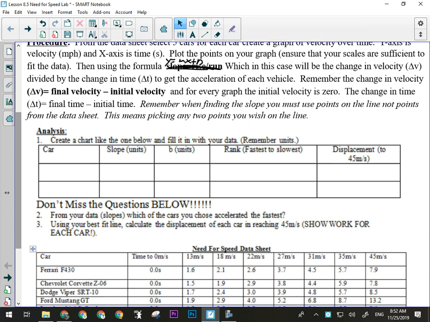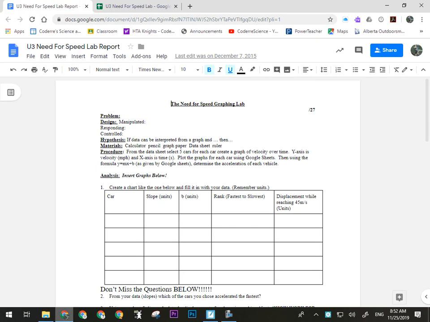All right, so on yours, in here, replace units with the actual units in your lab report. So what are the units going to be for slope on this graph? What are the units for b going to be on this graph? Then I want you to rank them from the fastest accelerator to the slowest accelerator. And then lastly, you're going to be calculating their displacement while reaching 45 meters per second.